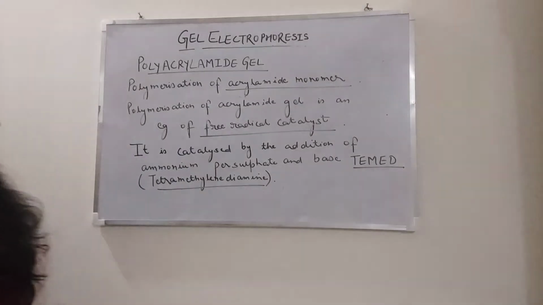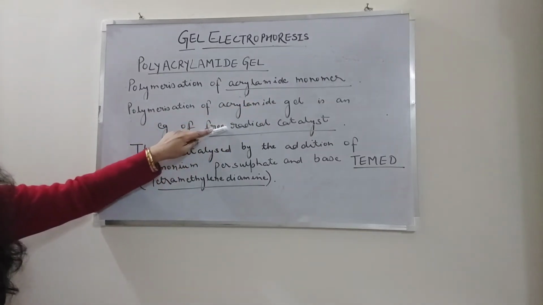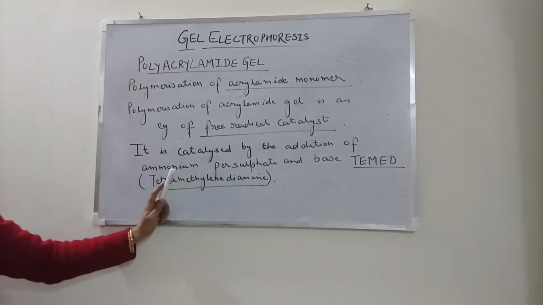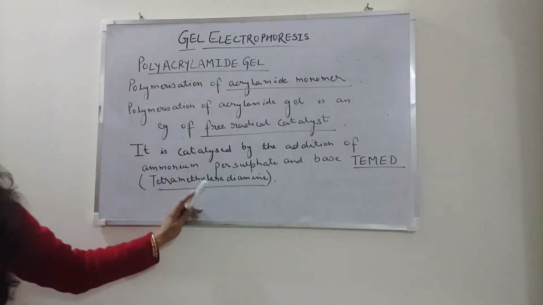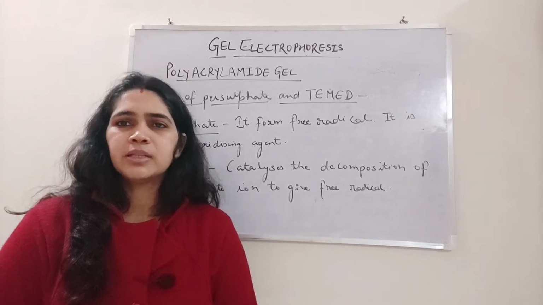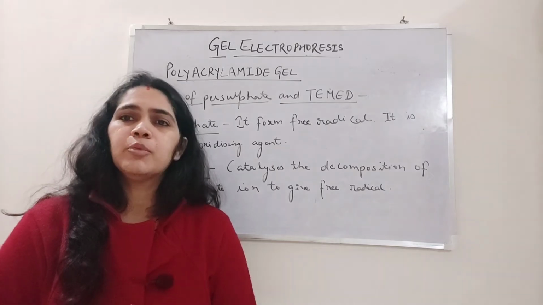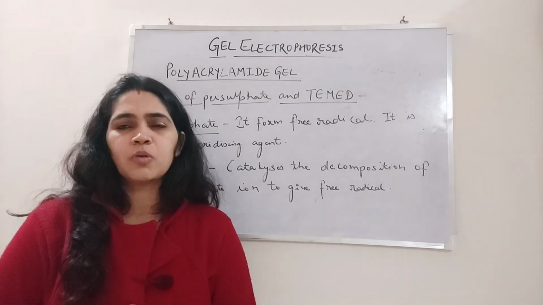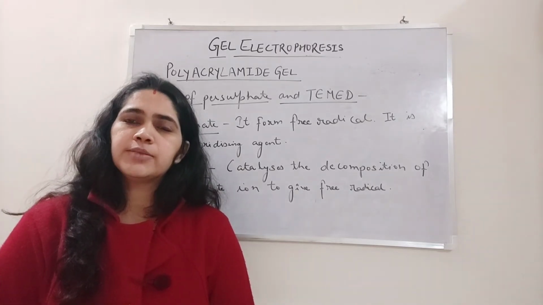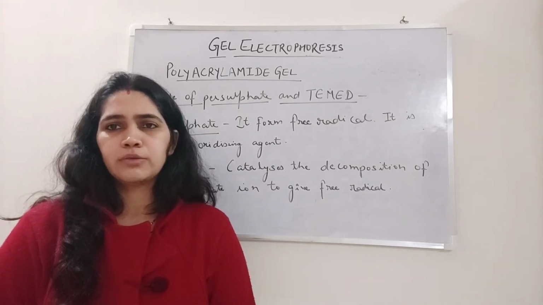Polyacrylamide gels are formed by the polymerization of acrylamide monomer, and it is an example of free radical catalysis. The process of polymerization is catalyzed by the addition of ammonium persulfate and the base TEMED. The roles of ammonium persulfate and TEMED in the polymerization of acrylamide gels are remarkable and important. Ammonium persulfate, which is an oxidizing agent, provides free radicals for the polymerization of acrylamide gel, and TEMED, which stands for tetramethylethylenediamine, aids the formation of these free radicals from the persulfate.